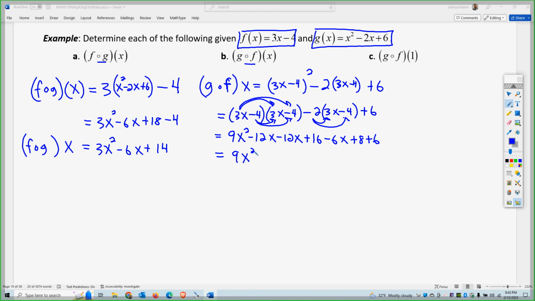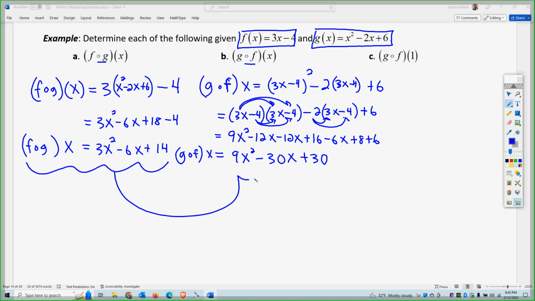So we get 9x squared. Let's see, minus 12 and minus 12 is minus 24, so minus 6 more is minus 30. Then we have 16 and 8, so that'll be 24, plus 6 more is 30. So that is our g of f of x. What I'm trying to show you here is this is not the same as this, right? They clearly worked out differently.